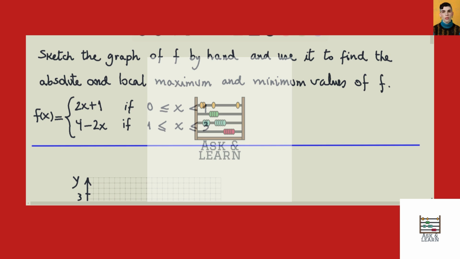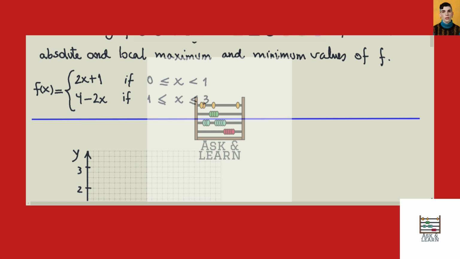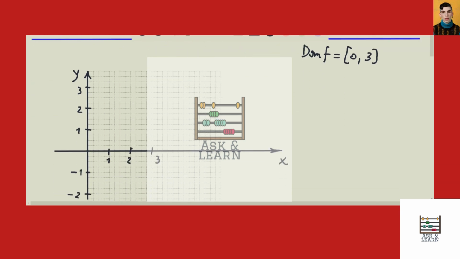Both pieces are straight lines. In this case, they will be segments. And the domain of the function defined that way is [0, 3], a closed interval, closed at both endpoints. In the first piece, 0 is included, but 1 is not included. And in the second piece, both 1 and 3 are included.